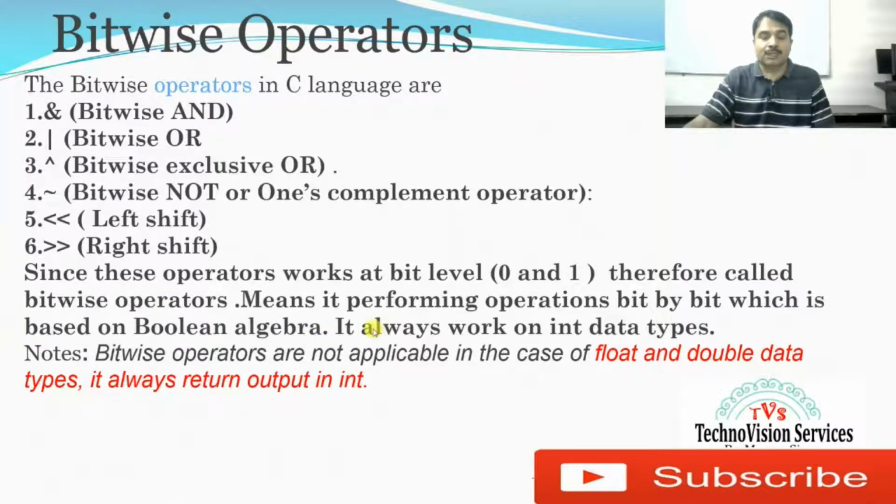They always work on the int data type. Note that bitwise operators are not applicable to float and double data types. They always return output in integer type. So they are applicable only to int type, and the output is also produced in int type itself.